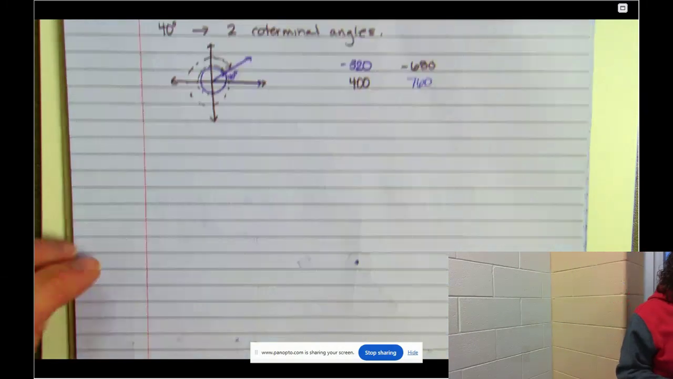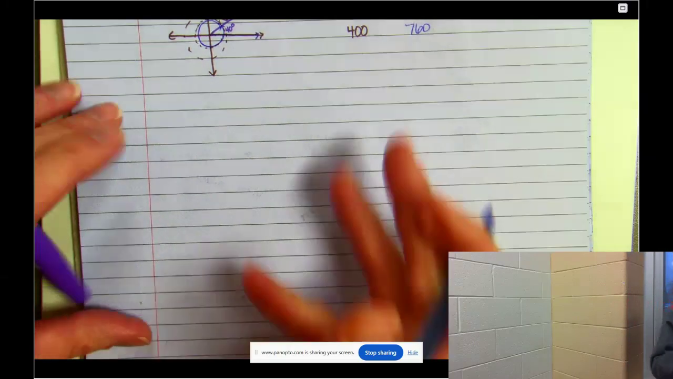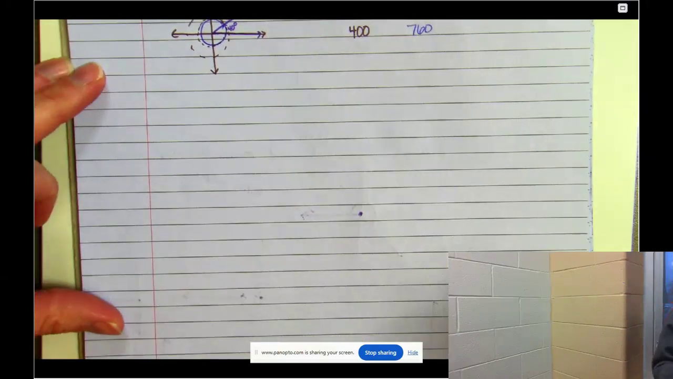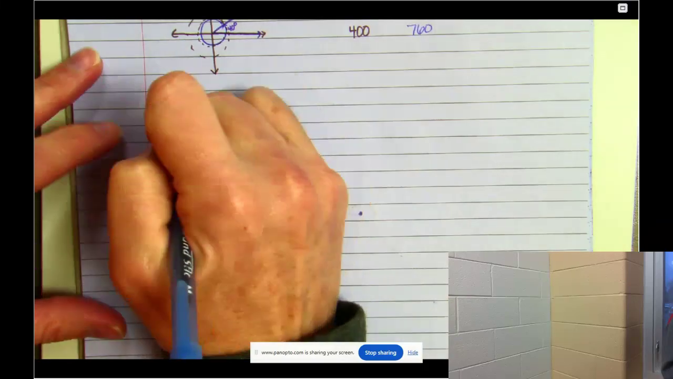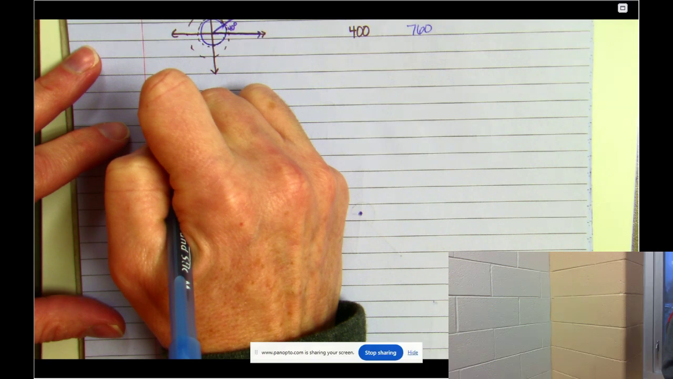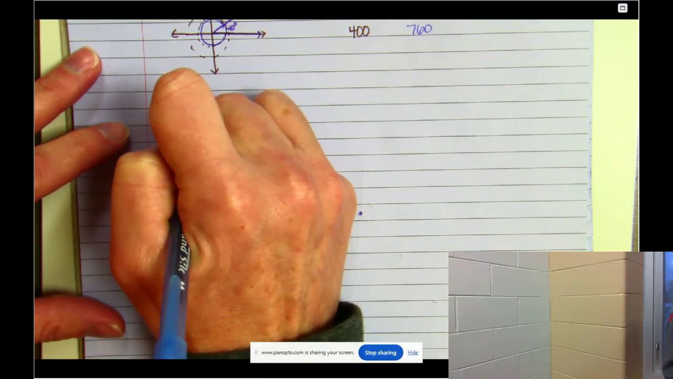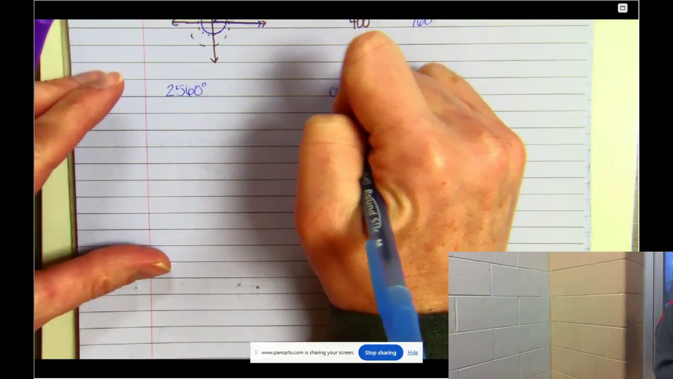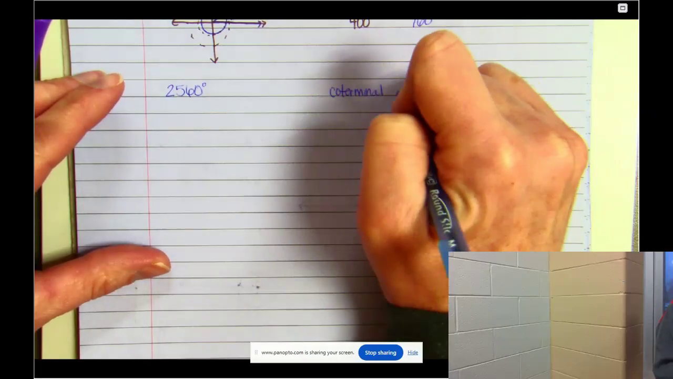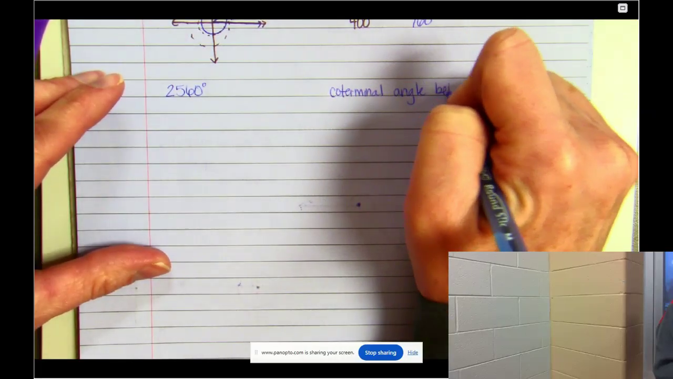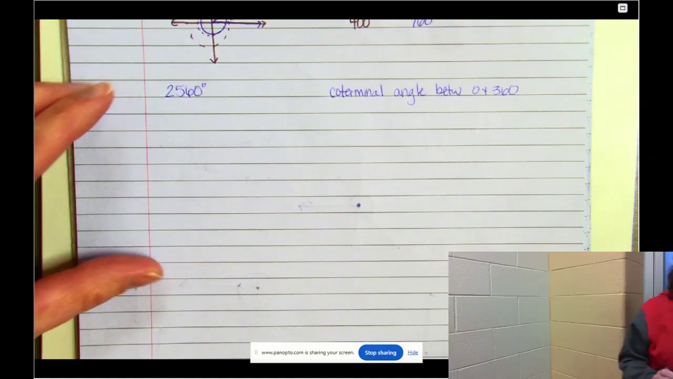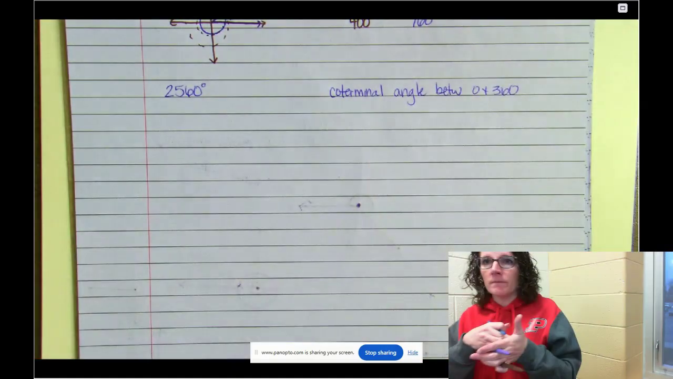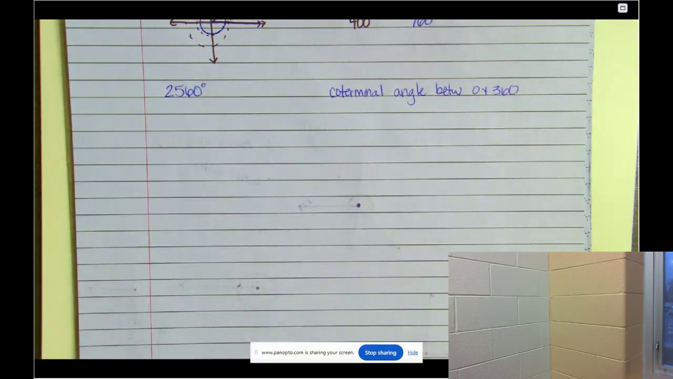Now, here's where we have to be able to do this. And there's a reason, which I will get to, like, why do I have to do this? I'll get to you in just a second with that one. So let's say that we talk about 2,560 degrees. I would like you to find the coterminal angle that's between 0 and 360 degrees. There are infinitely many that are coterminal. I'm asking for a specific one, the one that is between 0 and 360.